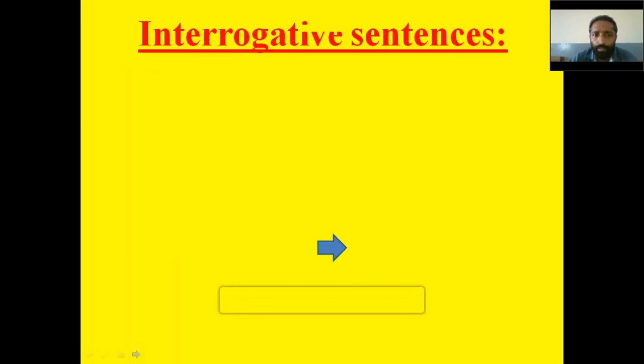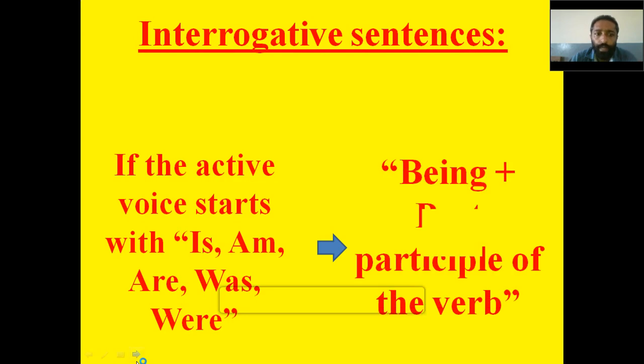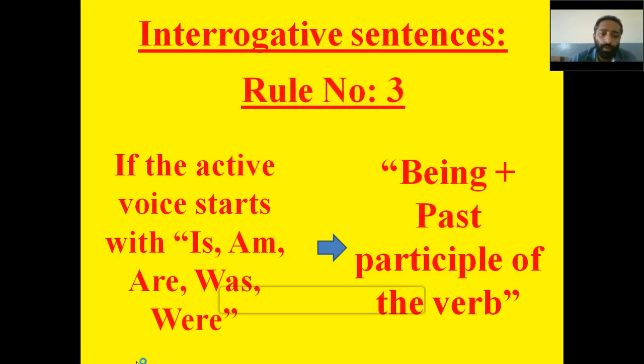Now moving on to the next one. Rule number 3. If the active voice starts with is, are, was, or were, what happens? We have to use being plus past participle of the verb. Being plus past participle of the verb. So what happens here? Let's go through an example.